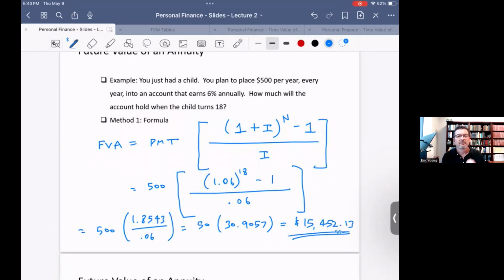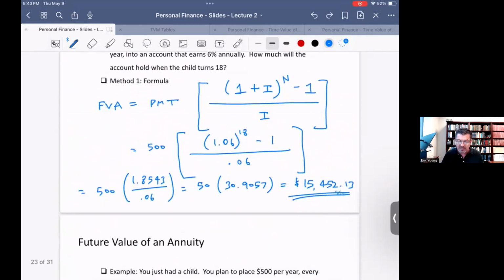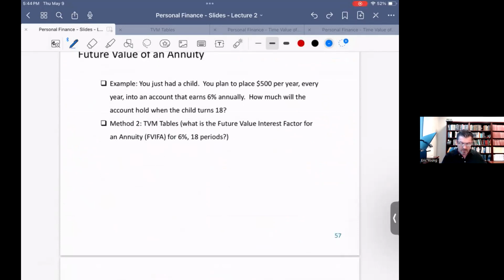Kind of amazing. $500 every year will grow to way more than you can imagine because of the power of time, because those early $500 contributions are going to have so much time to grow, and you're going to get that compounding effect, and that's how you can get 15,000 out of what doesn't seem to be a whole lot of contribution. There it is. Now, that's a hard formula. So we have another way, an easier way. Let's go to our tables.